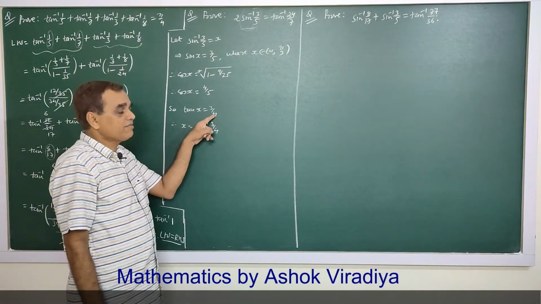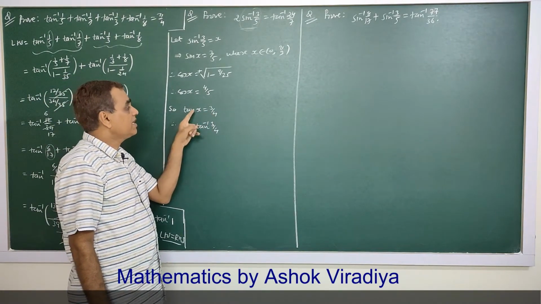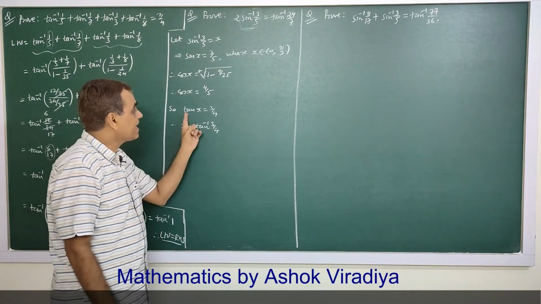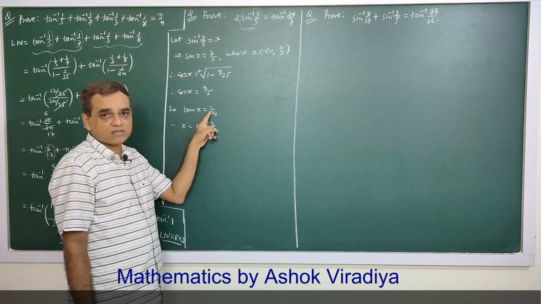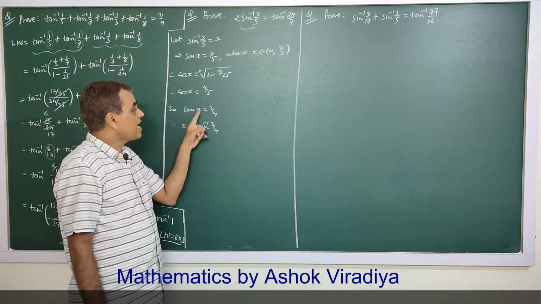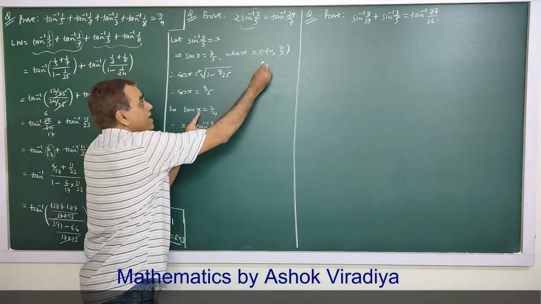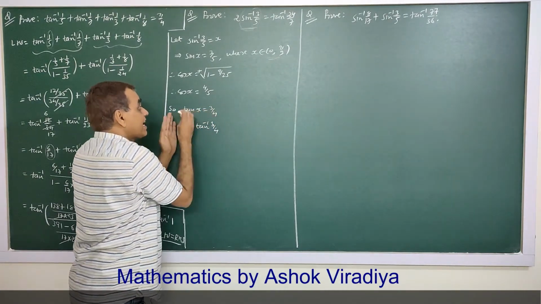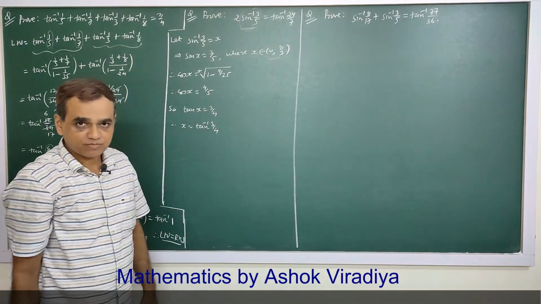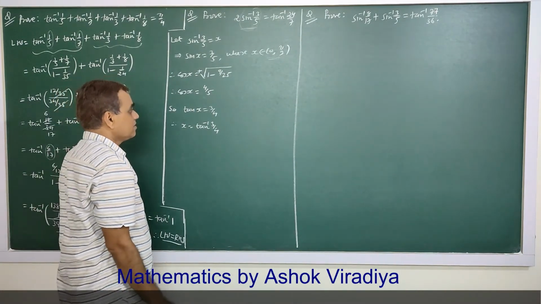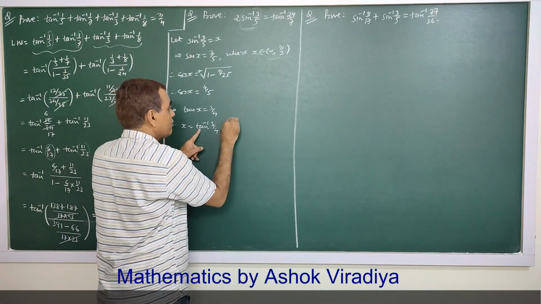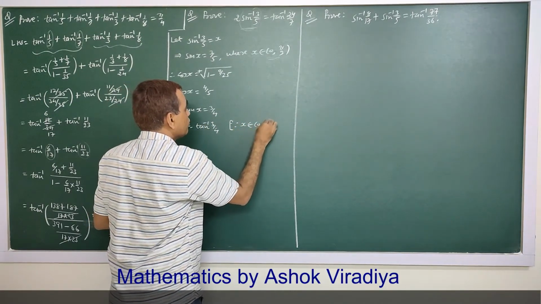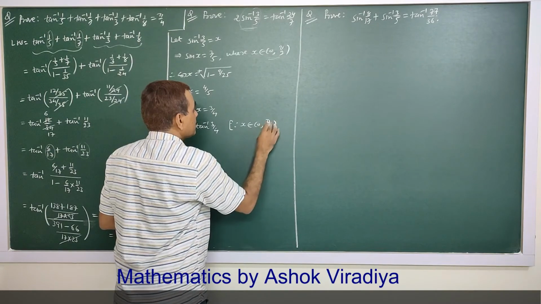Tan x is 3 by 4, then x is tan inverse 3 by 4 by property. Tan inverse can be shifted on this number because x is in the domain of tan inverse. Because the reason for shifting this tan inverse on this side is x belongs to 0 to pi by 2, so this was allowed.